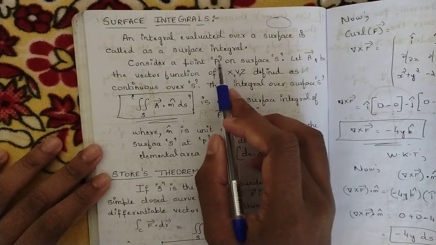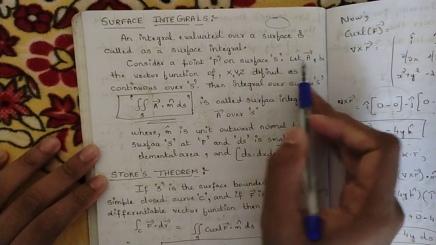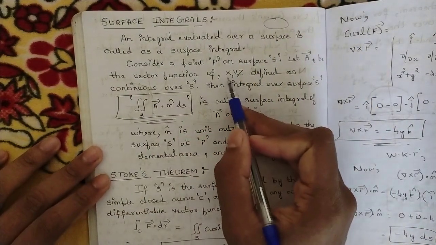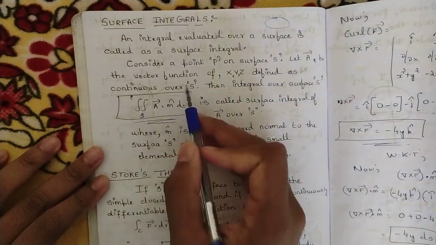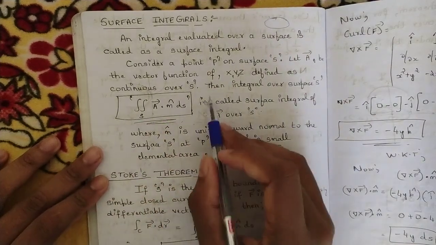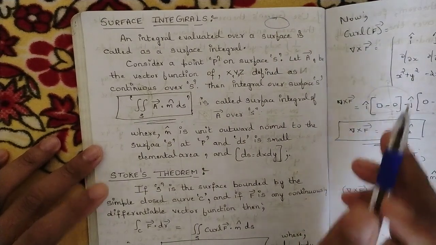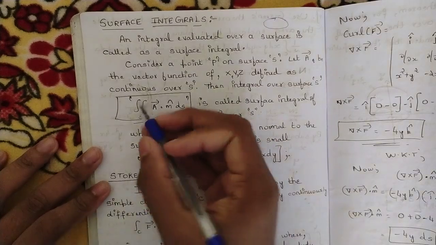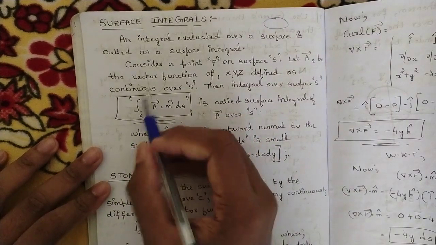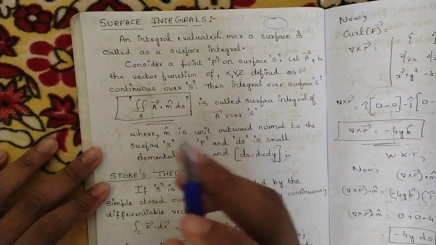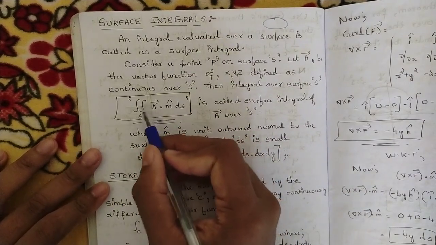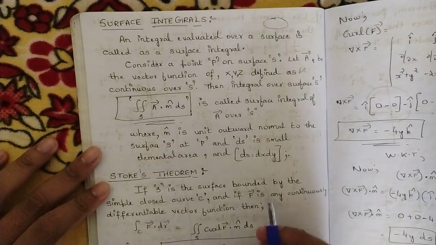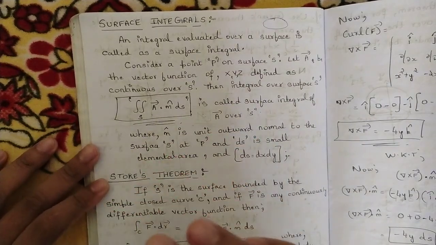Consider a point P on a surface S, and let a vector function be defined, with values of x, y, z continuous over the surface S. Then the integral over the surface S is given by the surface integral. A surface integral is always a double integral, so double integral over S. So the surface integral over a closed or an open surface is given as the vector A dot n cap into dS. This is the general way the surface integral is represented.